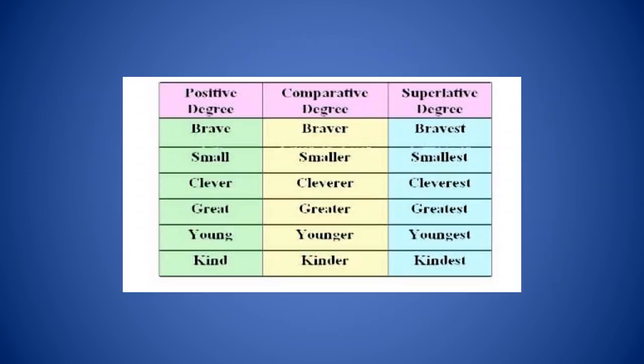Here is a chart of different degrees of adjectives. Positive degree, comparative degree and superlative degree. Dear students, this is not included in your syllabus. This is just to make this topic more clear. Let's have a look at these words. Brave, braver, bravest. Small, smaller, smallest. Clever, cleverer, cleverest. Great, greater, greatest. Young, younger, youngest. Kind, kinder, kindest.